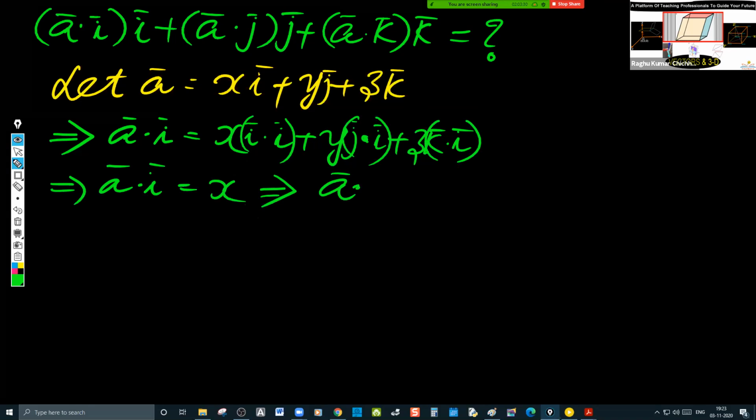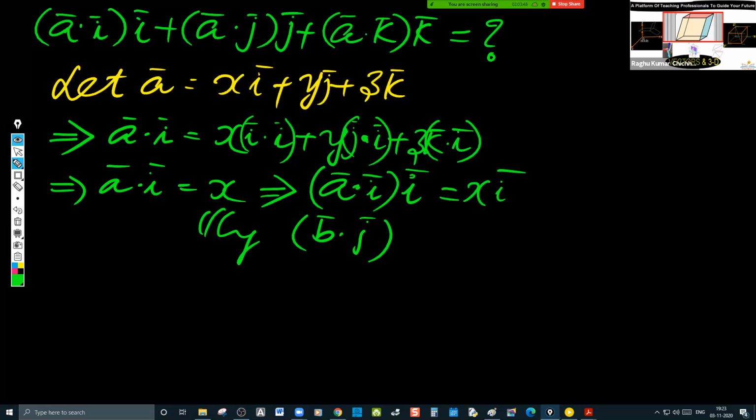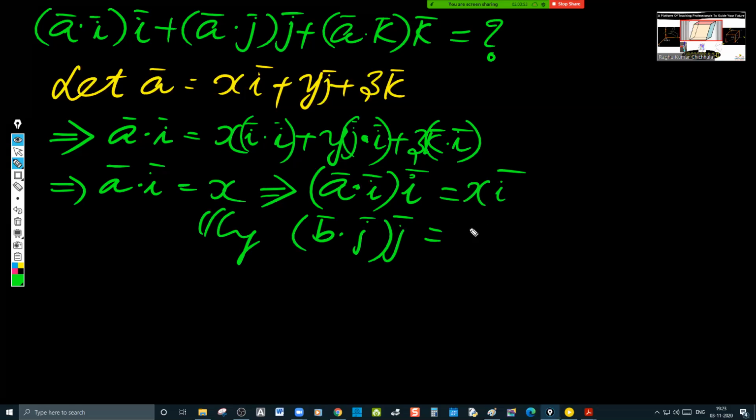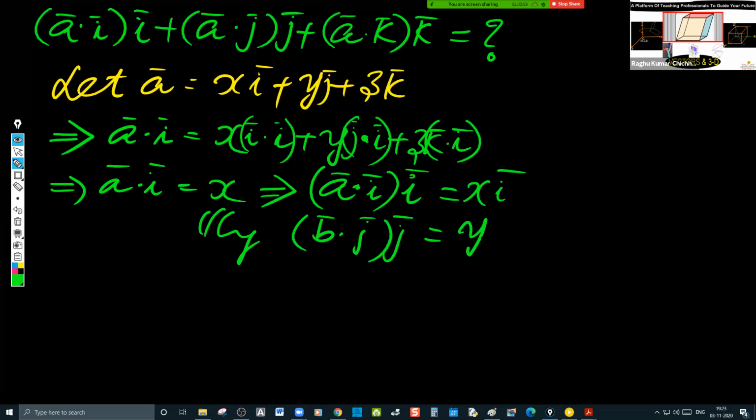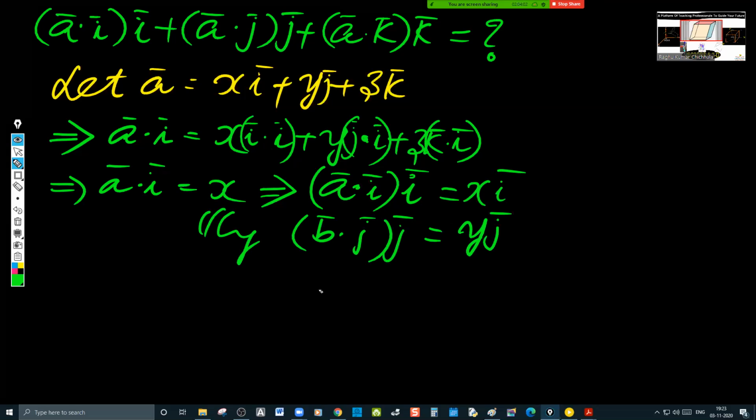So A bar dot i bar into i bar. What is A bar dot i bar? We have got x. So into i bar, what should you get? xi. Correct? Similarly, what should be A bar dot j bar into j bar? Any one of you. Yj bar. That's good. Similarly, A dot k into k, please. Zk bar.